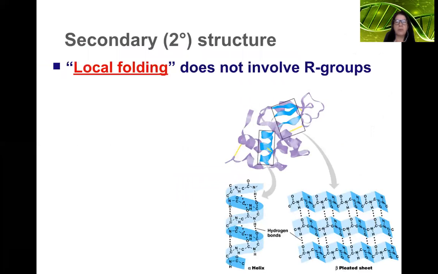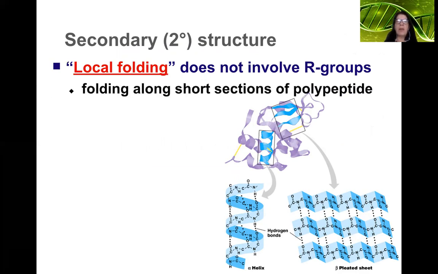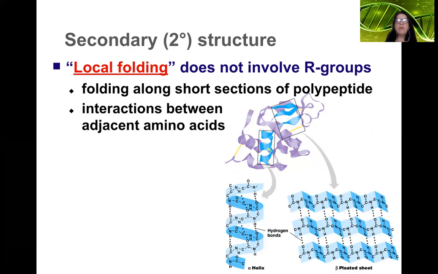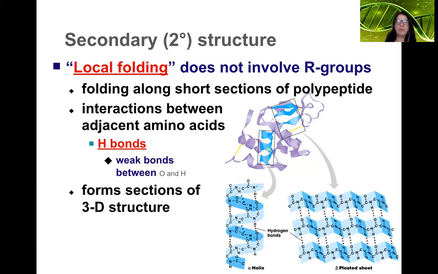Secondary structure, shown here. It is local folding. And what local means is that some portions of the protein are folded one way, others are folded a different way, and you also have these regions in between the local folds that are unfolded. Again, this is folding along short sections of the polypeptide, and it involves interactions between adjacent amino acids. It involves hydrogen bonds. Hydrogen bonds are very important in local folding. They're weak bonds between what? An oxygen and a hydrogen in this case, and form in sections of the 3D structure.